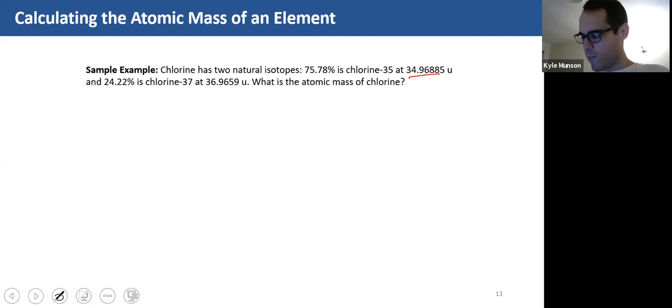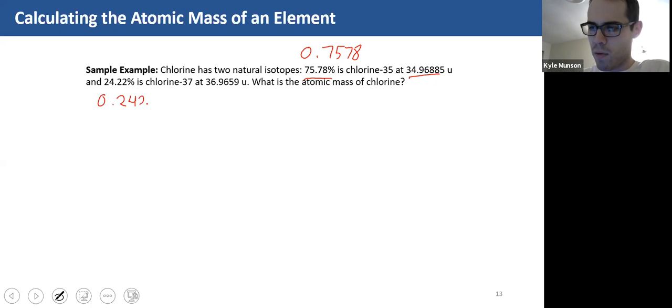Here's how we're going to do these problems. We're going to convert these percentages to decimals. So this is 0.7578 and this is 0.2422. It's actually not a percent anymore; that's just what you get when you divide by 100. Then all you have to do is multiply those numbers by the mass of each isotope, and then sum them up. That's the mass of the chlorine element.